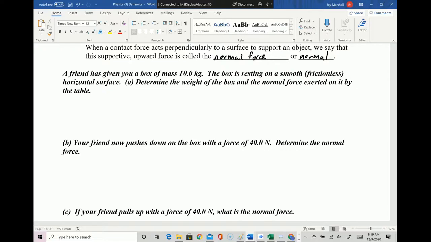Okay, so I want to determine the weight of the box, and I always start my force problems with the free body diagram and what forces are acting on my box.